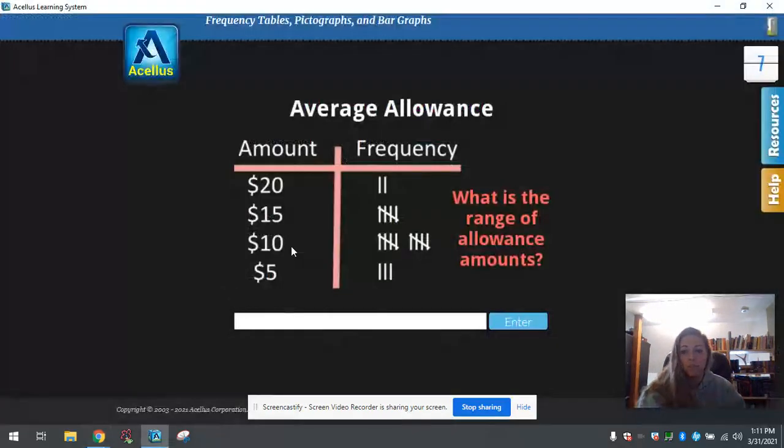So let's look at our first problem. So we have an average allowance. Here's the amount and the frequency. So I guess 2 kids get $20, let's say, a month for their allowance. And 5 kids get $15 a month. And 10 kids get $10 a month. And 3 kids get $5 a month. What's the range of the allowance amounts? Well, we have the greatest number is 20 and the smallest number is 5. So we're going to go 20 minus 5, 15.